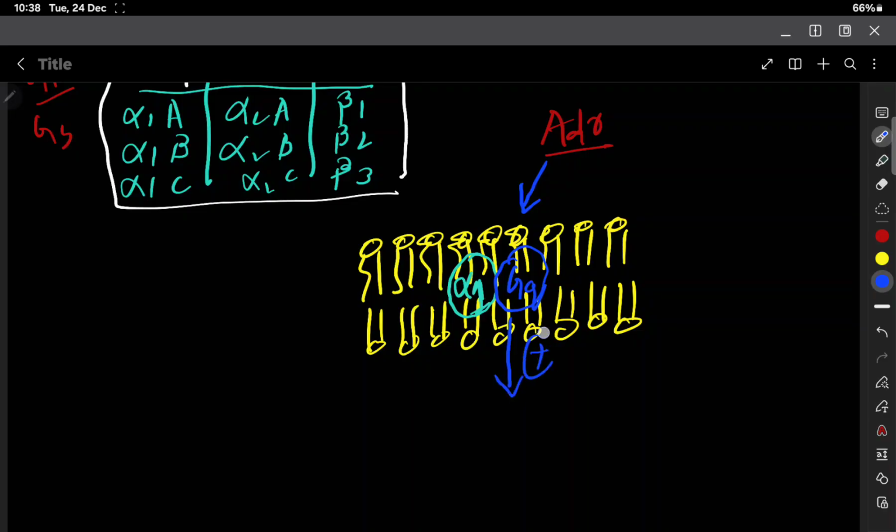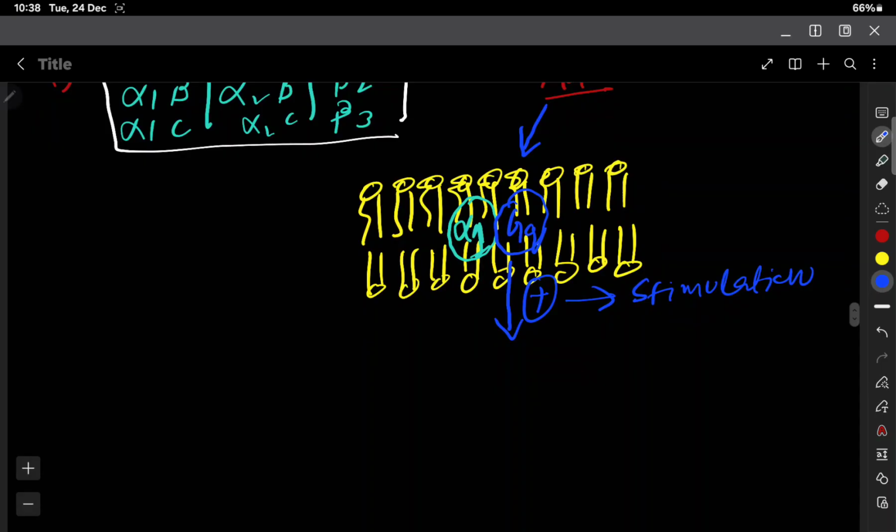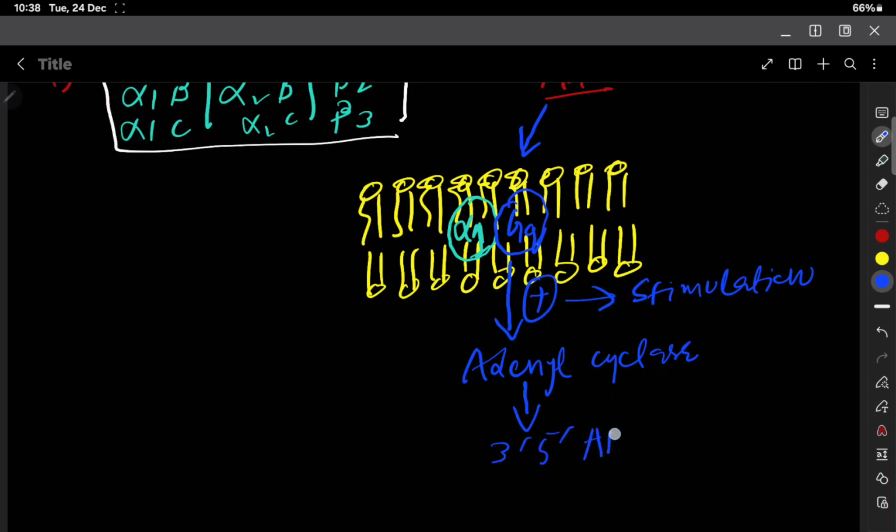So I will write the positive sign. Positive sign is for stimulation. So it will stimulate something. What is it stimulating here? It's stimulating adenyl cyclase, which is present inside the cell. And this adenyl cyclase, in turn, activates 3-5 adenosine monophosphate, AMP. Okay.